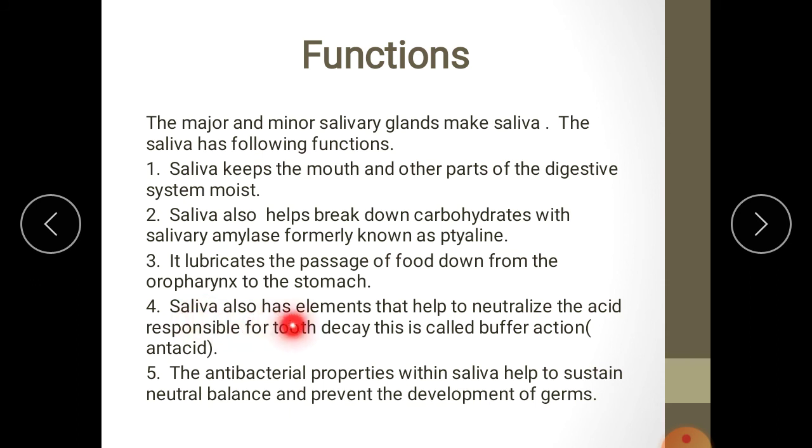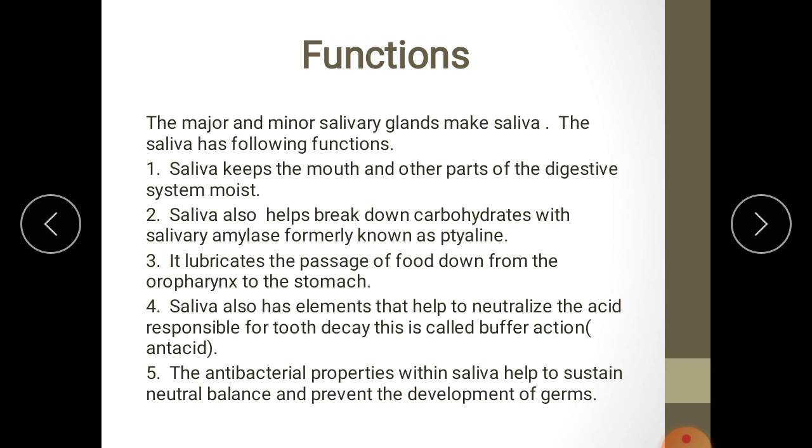Saliva also has elements that help to neutralize the acid responsible for tooth decay. This is called buffer action. So saliva also has some buffering elements which control the acidic nature of the saliva, so that tooth decay is controlled.